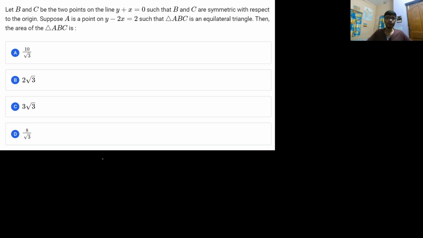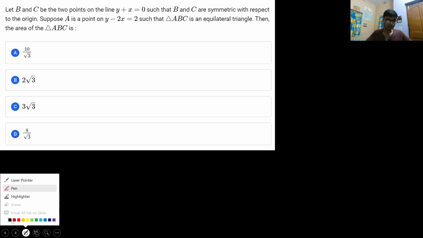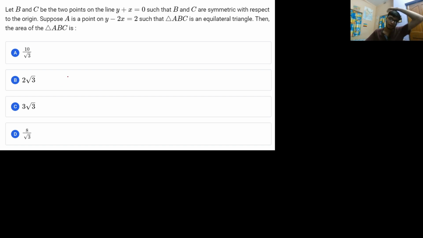And the next problem is again a very important type of problem. You can see it is talking about points B and C, which lie on the line whose equation is y equals minus x, or x plus y equals 0. It is also saying that B and C are symmetric with respect to the origin.